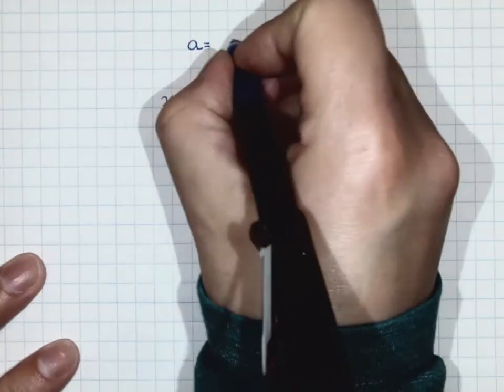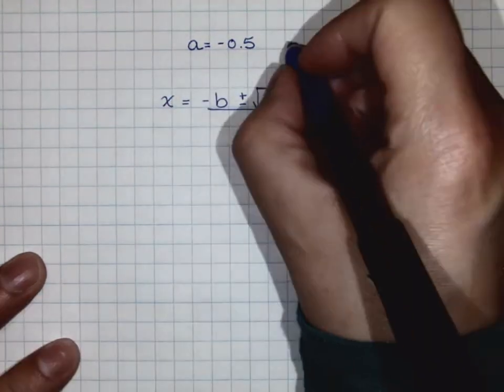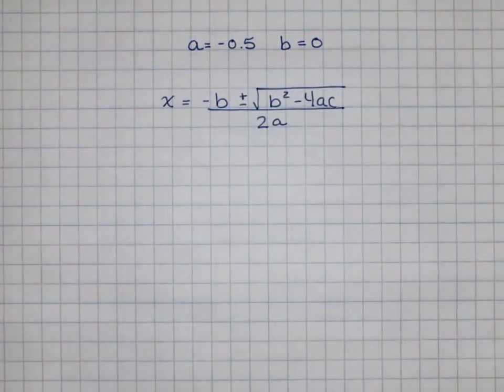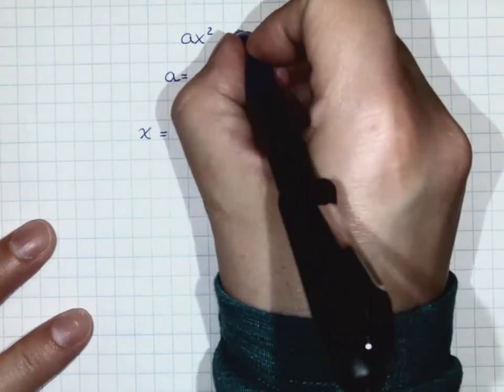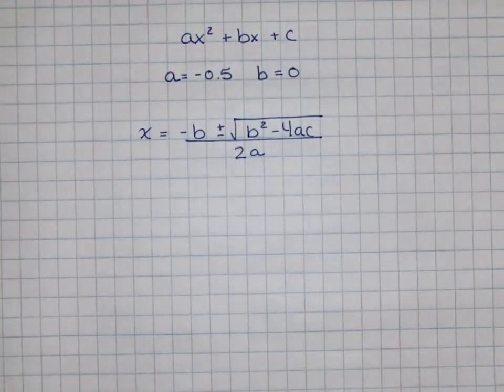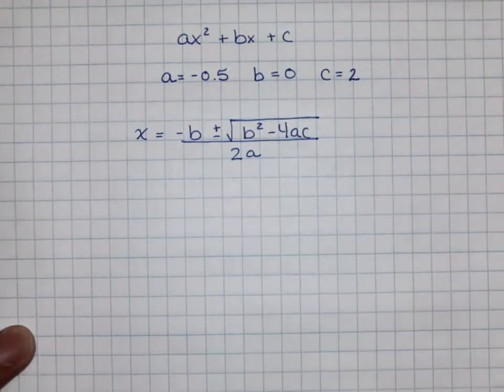So a is negative 0.5. B is 0 because there is no value attached to an x. So like it's ax squared plus bx plus c. Like that's the format. And then my c value is going to be 2.